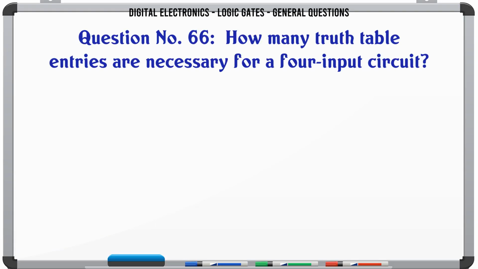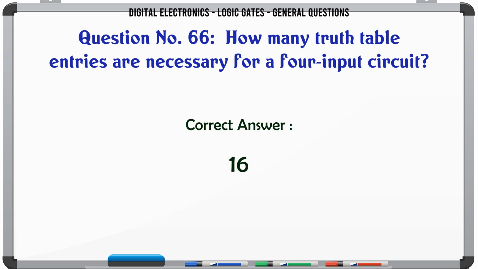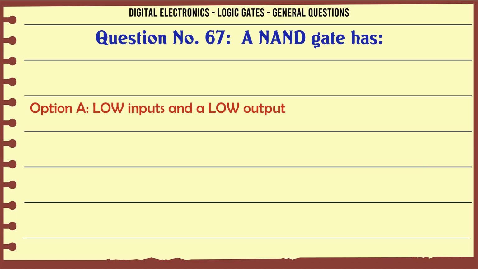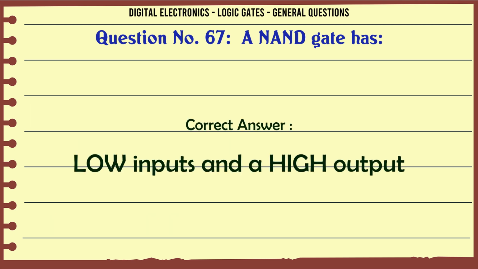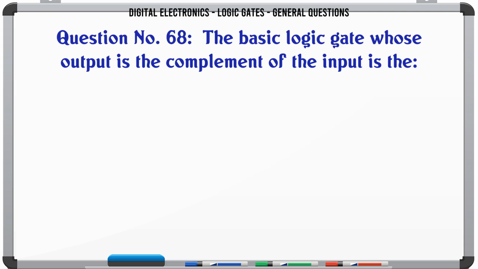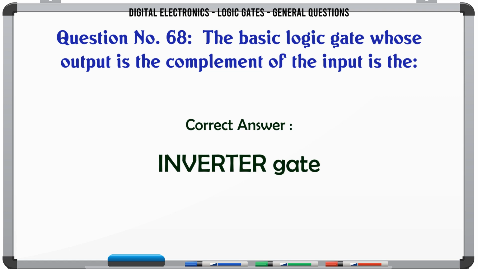How many truth table entries are necessary for a 4-input circuit? A. 4, B. 8, C. 12, D. 16. The correct answer is 16. A NAND gate has A. low inputs and a low output, B. high inputs and a high output, C. low inputs and a high output, D. none of these. The correct answer is low inputs and a high output. The basic logic gate whose output is the complement of the input is the A. OR gate, B. AND gate, C. inverter gate, D. comparator. The correct answer is inverter gate.